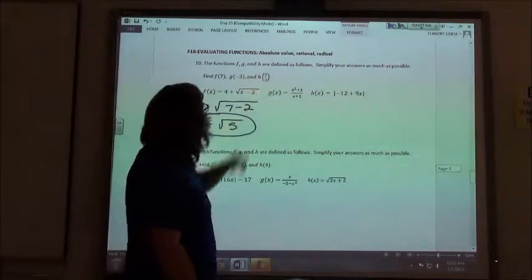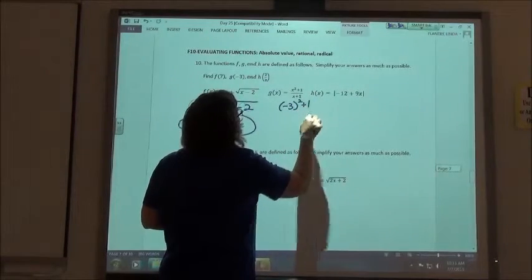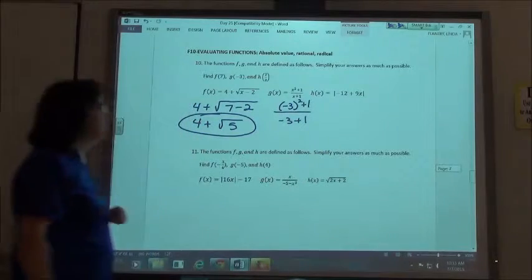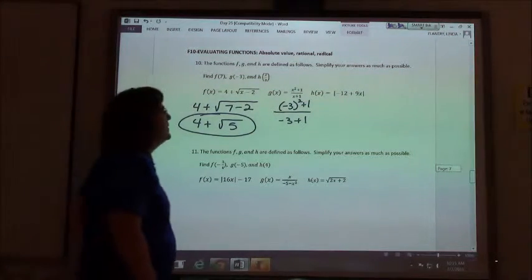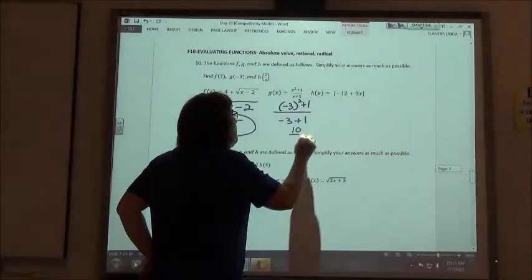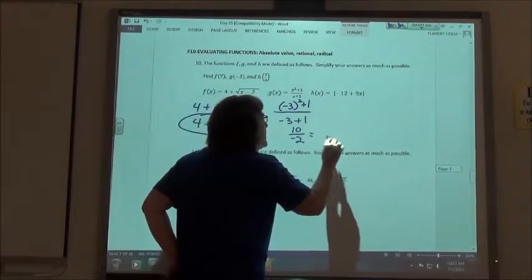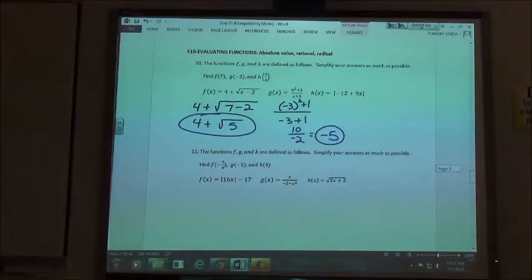Then I'm going to do g of negative 3. So I'm going to do negative 3 squared plus 1 on top, and then negative 3 plus 1 on the bottom. So when I simplify that, I would get what on top? 10, and on the bottom, negative 2, and 10 over negative 2 reduces down. So negative 5 would be my answer in simplified form.